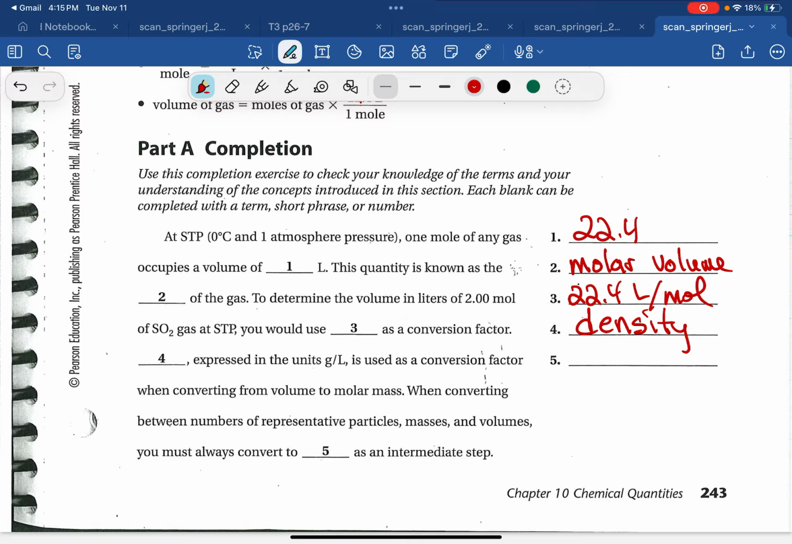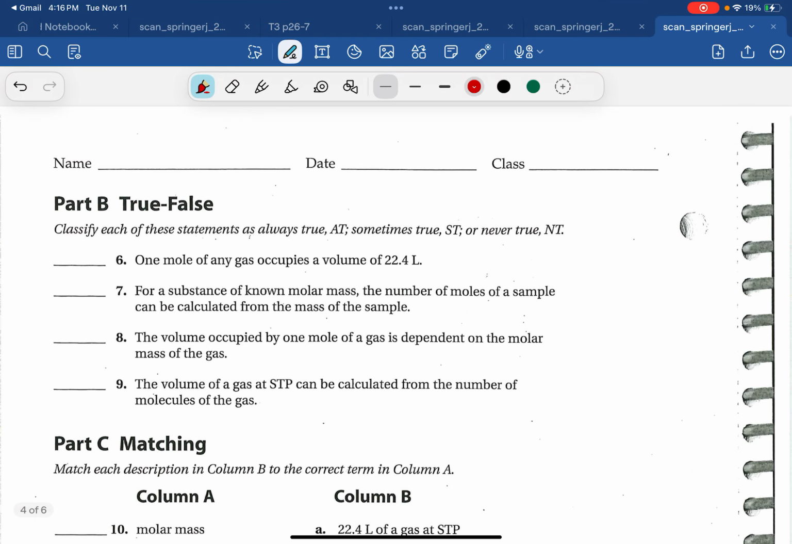When converting between numbers of represented particles, masses, and volumes, you must always convert to moles as an intermediate step. Now, third period, I think it was yesterday, we saw in the blue packet, there is a mole roadmap. That's what we call it. It's got a bunch of circles with moles in the middle, and it tells you how to get from one place to another. So you might want to yank that out whenever you're working on some of these problems, see if that makes sense to you. If not, we can talk about it on Friday. I'm turning the page.